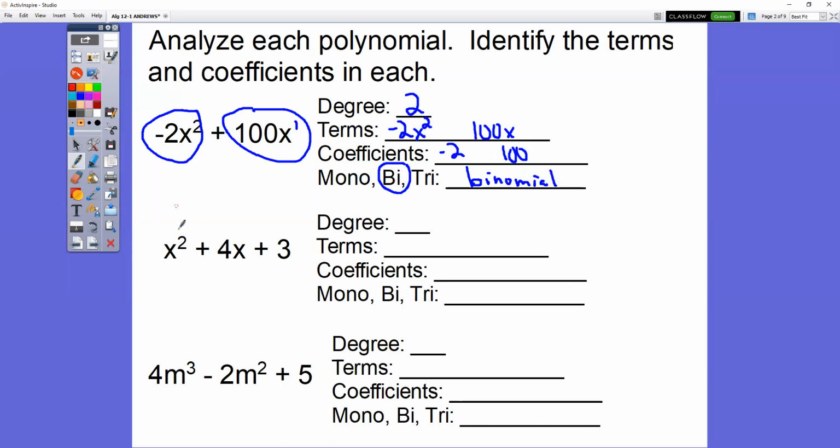Take a look at the middle one. x squared plus 4x plus 3. What is the degree of the polynomial? Again, the degree is your highest exponent, so that would be a 2.